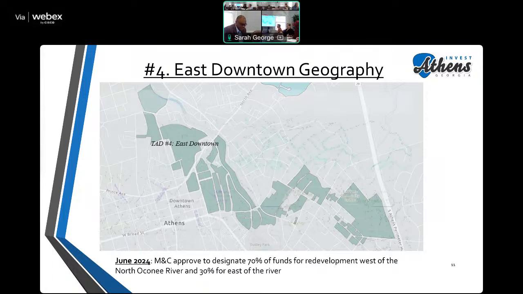This is also the first time to receive an amendment. Now, I mentioned we're talking about amendments about changing geography. This amendment was just about allocating funds. And so, in June, it was approved to designate 70% of the funds.